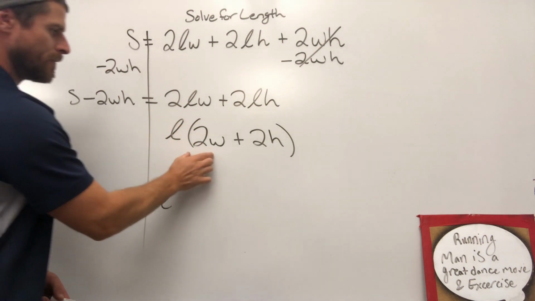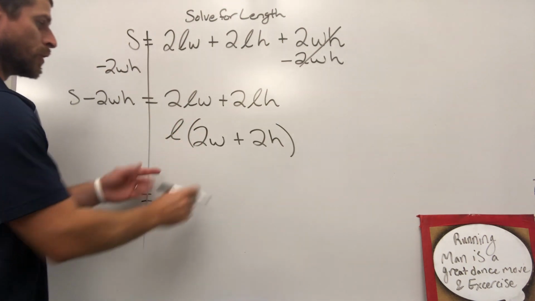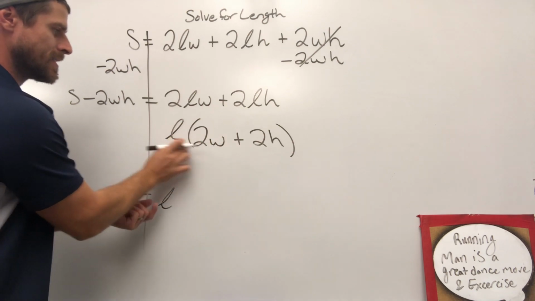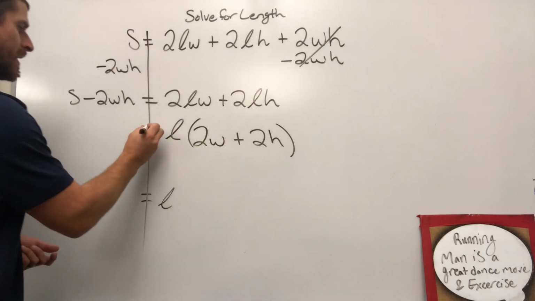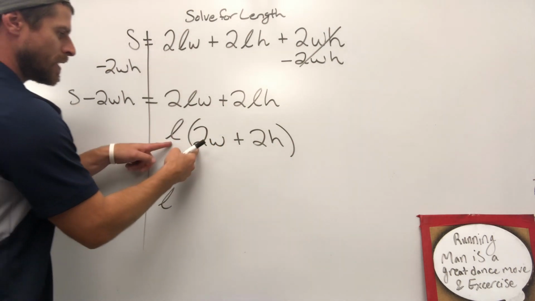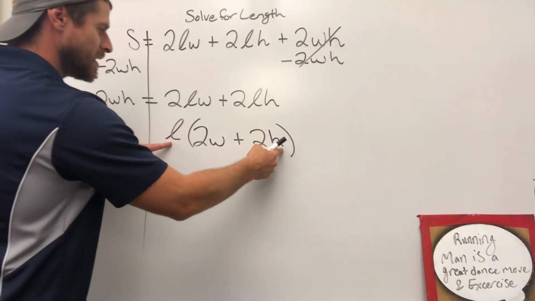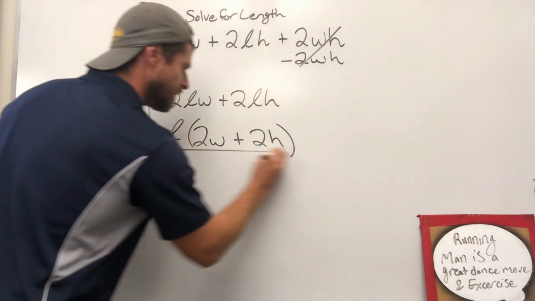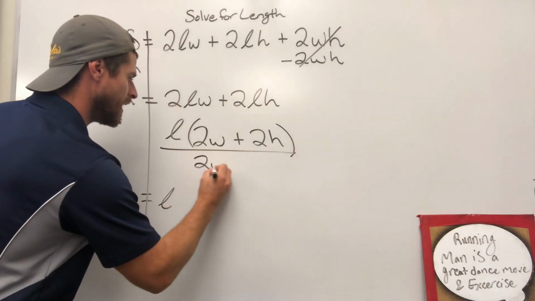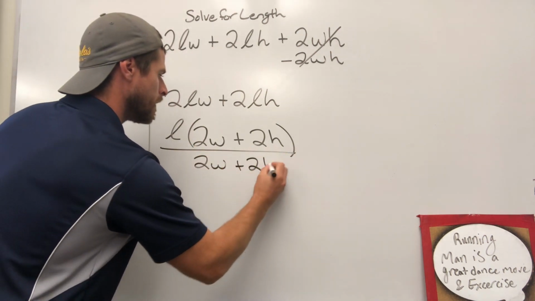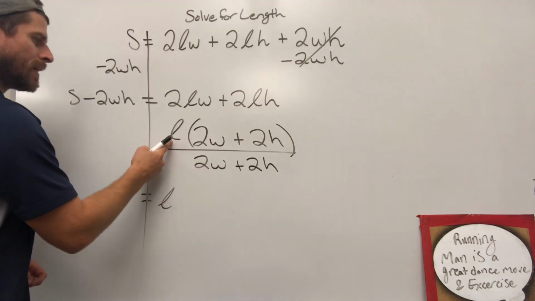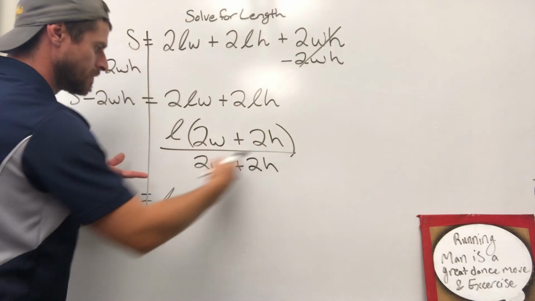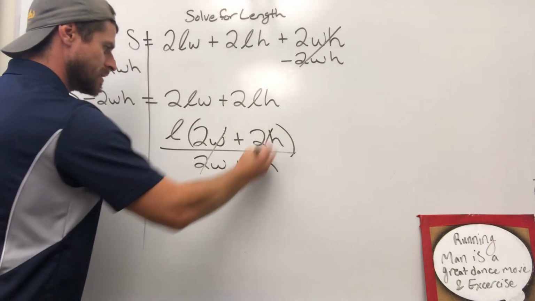It's separated from all the other information through multiplication. This times all of this. So again, all we have to do now to get rid of 2W plus 2H, because all of this information is being multiplied by L, we use the inverse operation. We divide. Opposite of taking this and multiplying it by L, dividing by that information cancels it out.